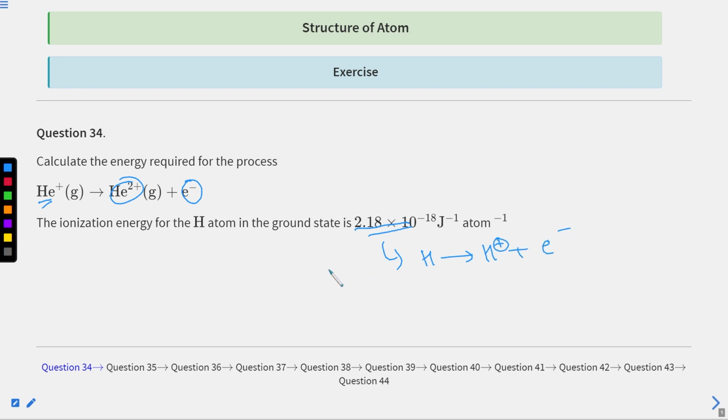Clear? Now if this energy is given, then this is applicable to hydrogen like species, because this is a hydrogen like species, it has one electron only. So this energy can be the same for the helium plus atom also. So let us solve it.